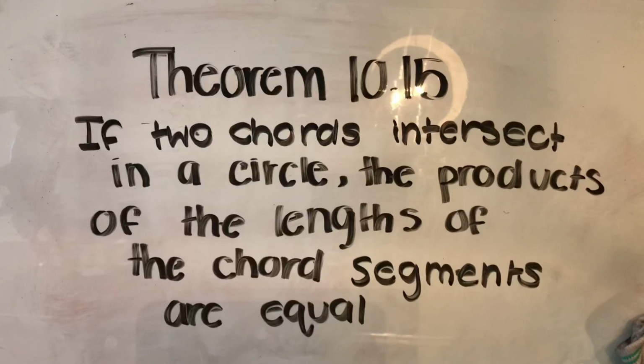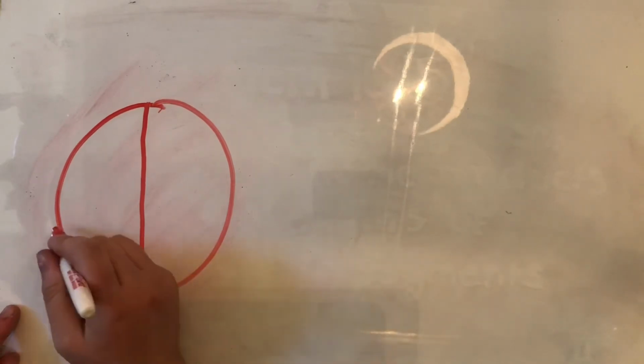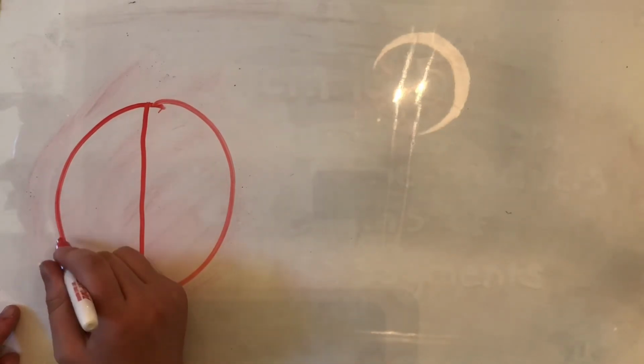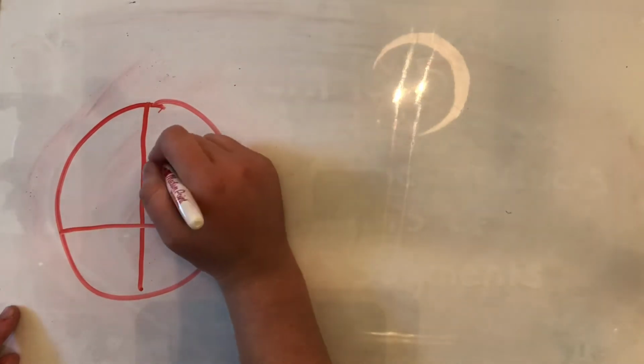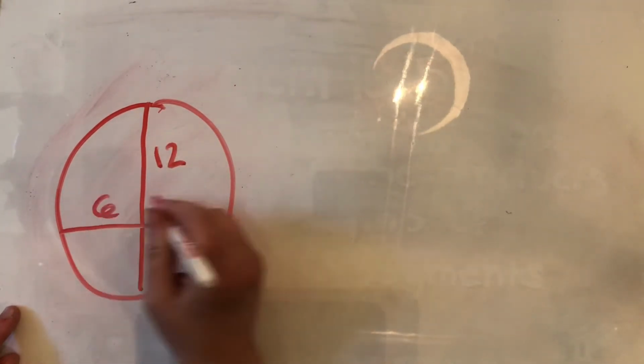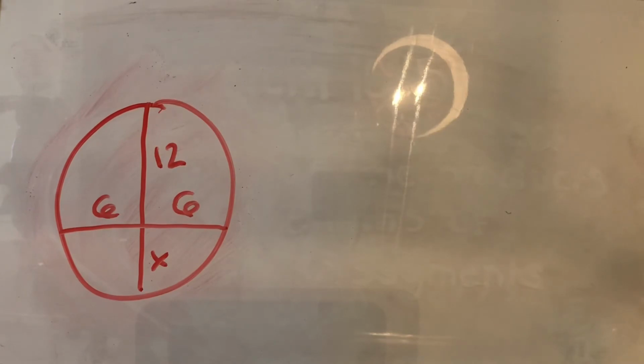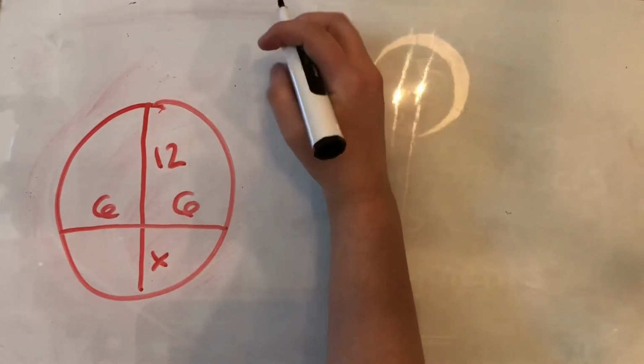So the last question comes from 10.7, and here we learn another rule. We learn theorem 10.15. All right, and theorem 10.15 says, if two chords intersect in a circle, the products of the lengths of the chord segments are equal. So keep that in mind, and I'm going to show you our problem. So we're given a circle split right down the middle and then towards the lower half, and we are given these measures. And the instructions say to find x.